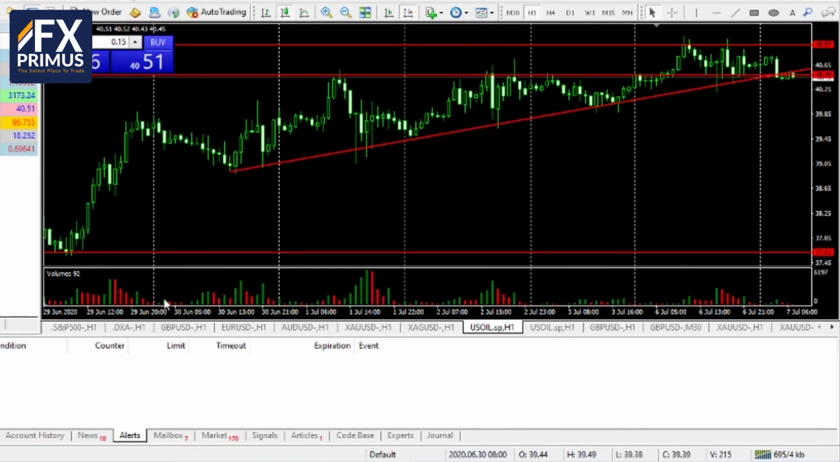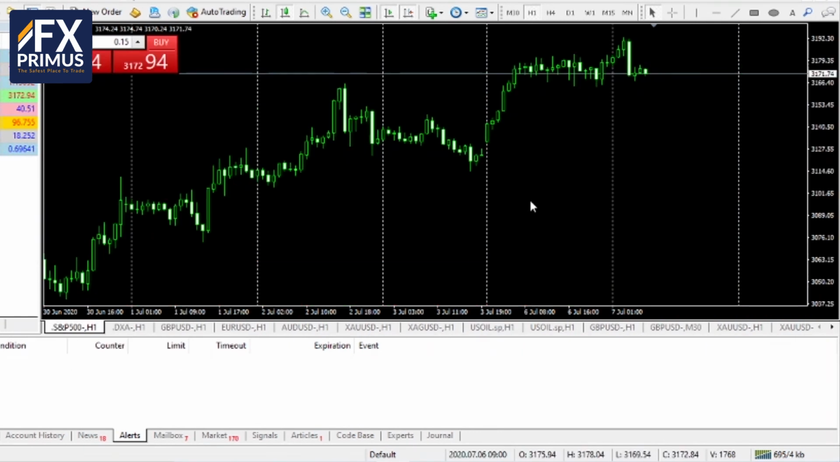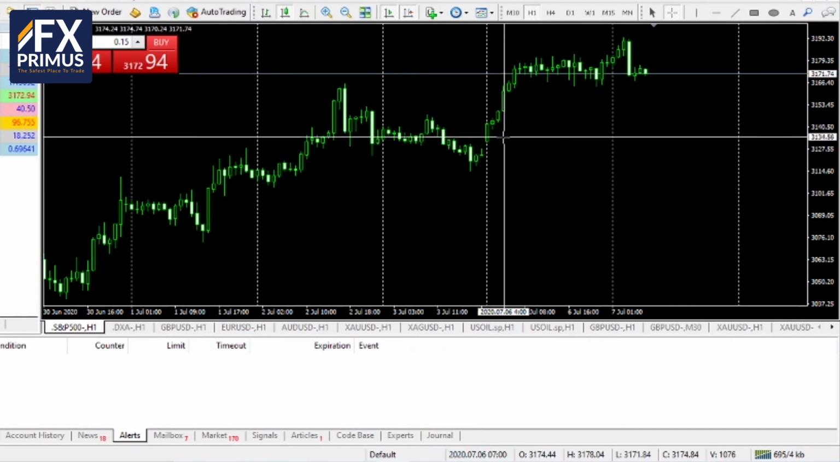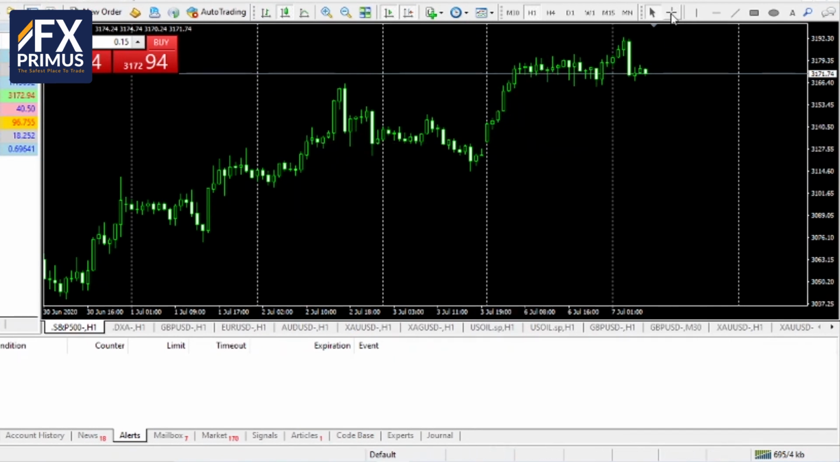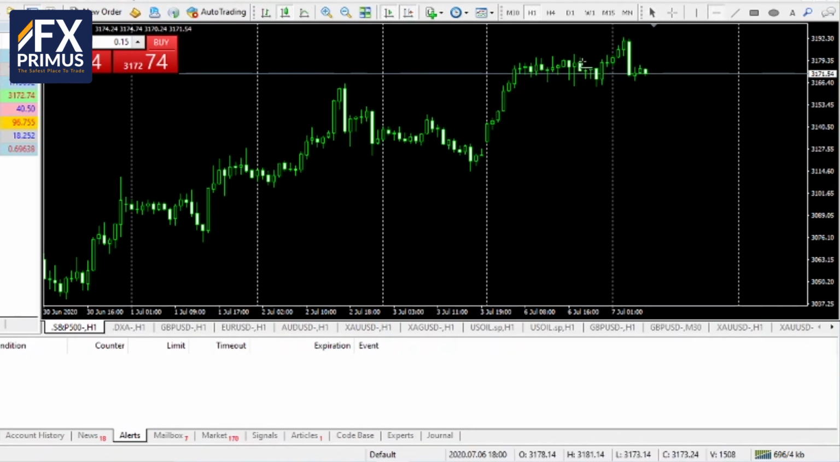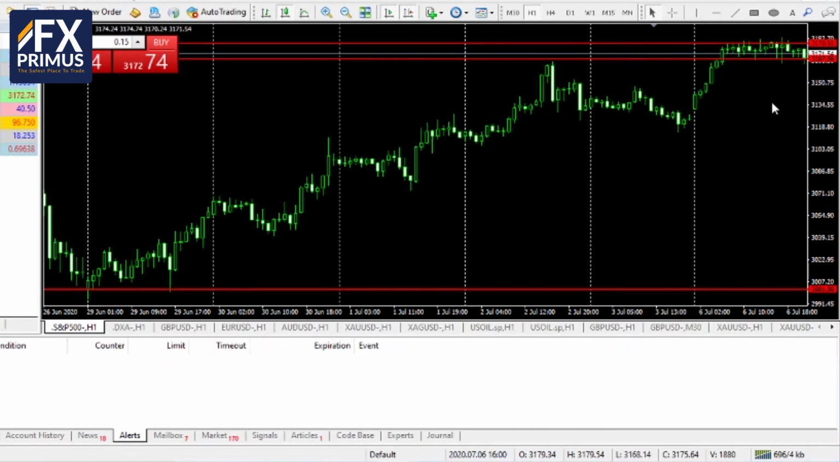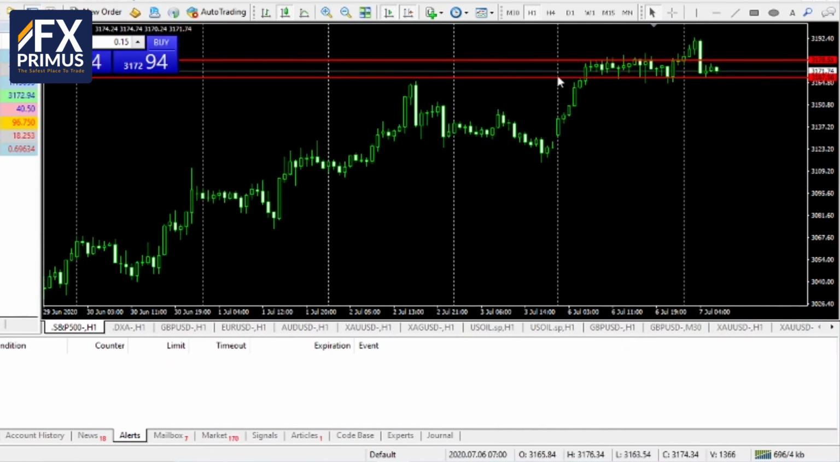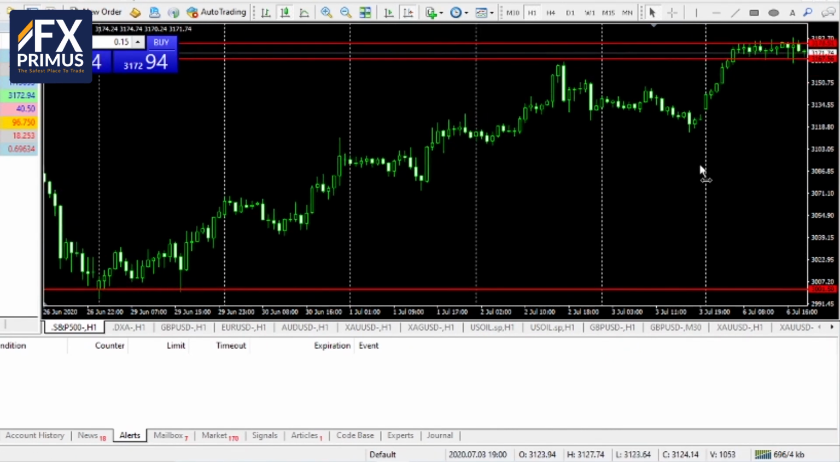Okay. So just a quick look at the S&P 500. S&P 500 for yesterday was mostly bullish, especially during the Asian trading session. However, in the UK and US trading sessions, it was actually quiet. Okay, so not much activity yet for the S&P 500.